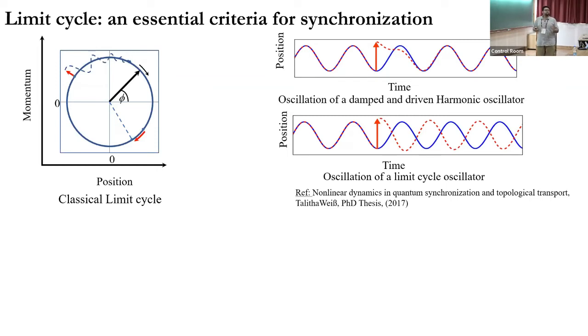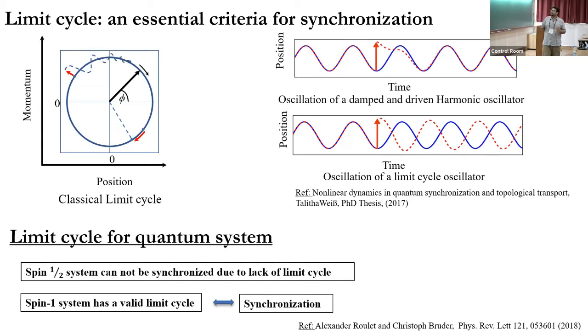That is the basic difference of a limit cycle from a force-driven oscillator. Because if we perturb a force-driven oscillator, the phase information will also go out. But in the case of a limit cycle, the limit cycle preserves that phase information. Okay, so this is classical synchronization.